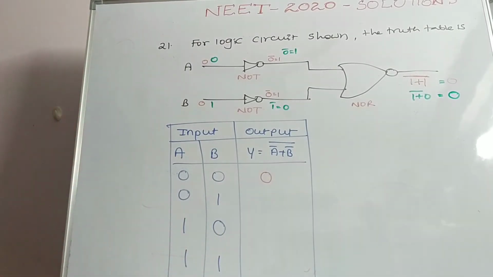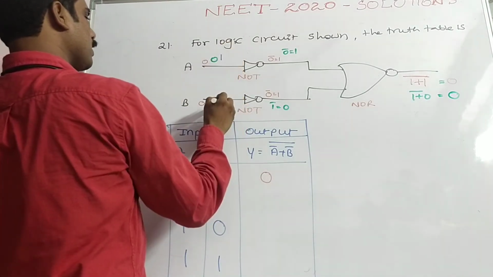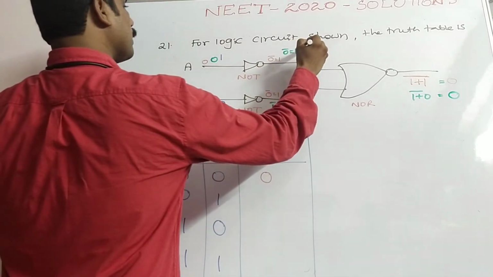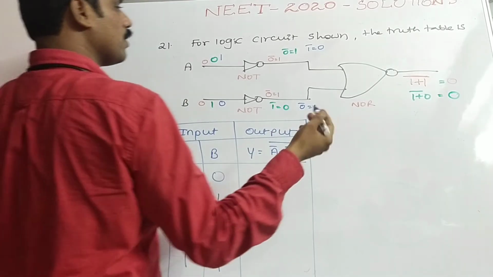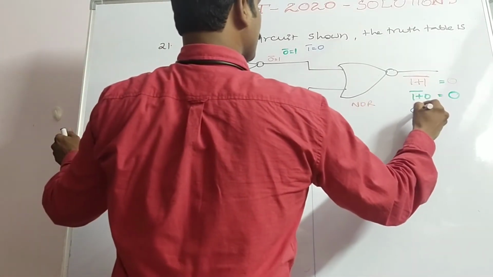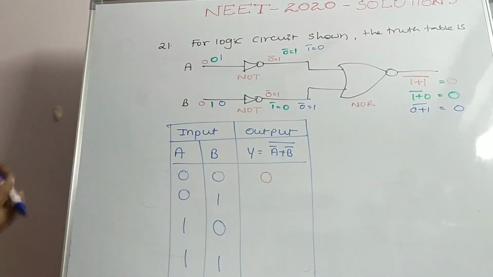Next case is the same as that one only, no problem I think. Why? Because here it is 1, here it is 0. Then 1 bar is equal to 0 and 0 bar is equal to 1. There is no change in the result. Why? Because of the same example. Okay.